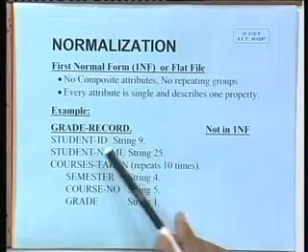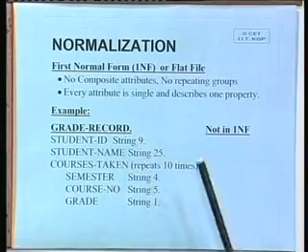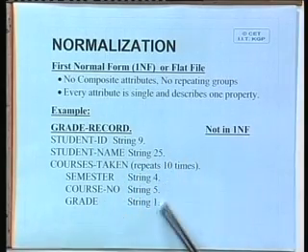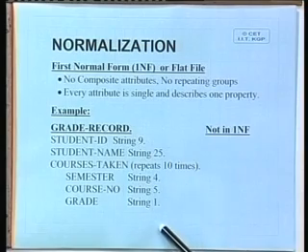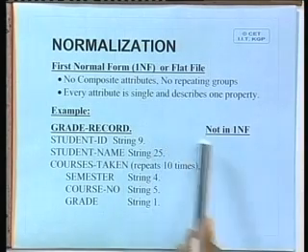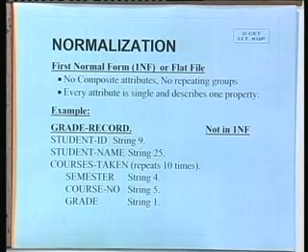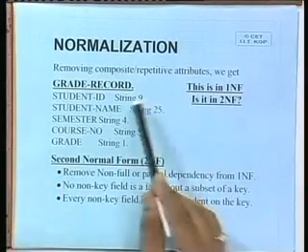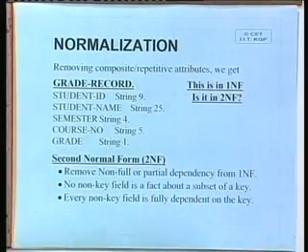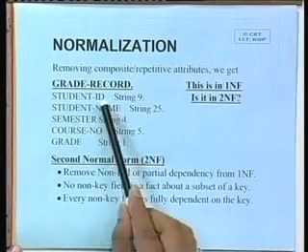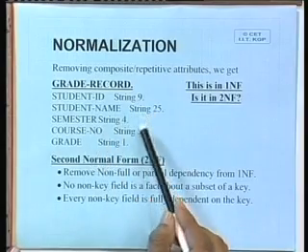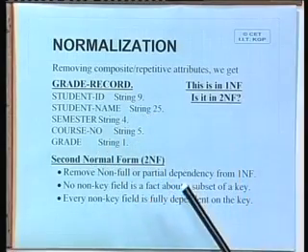Look at this example. In a grade record, we have the student ID, student name, course taken, semester, course number, grade, 10 times it is repeated. This example you have already seen, alright. This is not in first normal form. How to bring it to first normal form? You have to remove composite or repetitive attributes. So, when you do that, you have got student ID, student name, semester, course number, grade. This we have discussed in some detail. So, this is in first normal form.